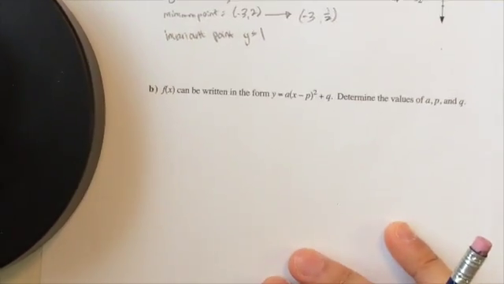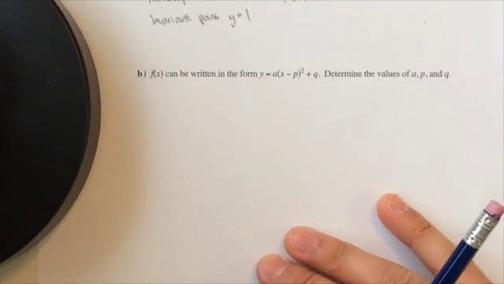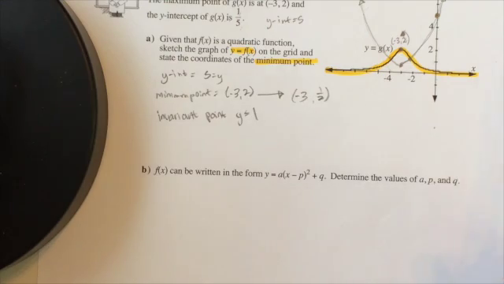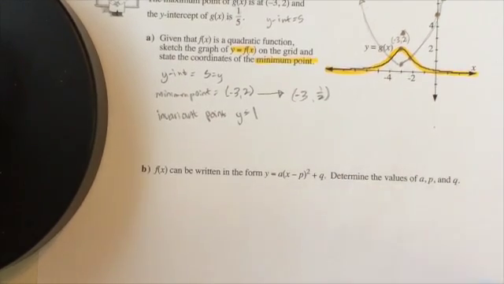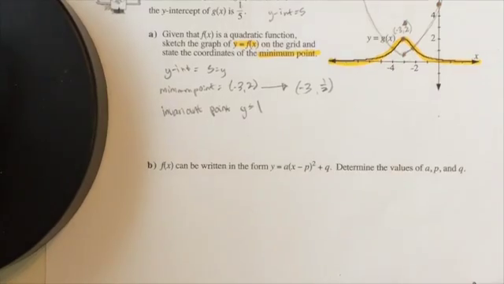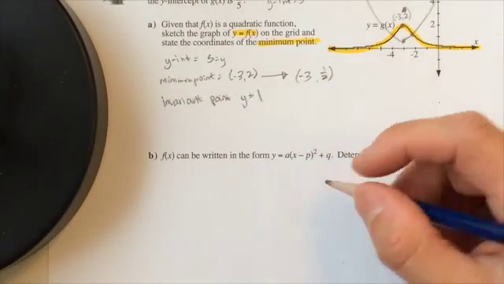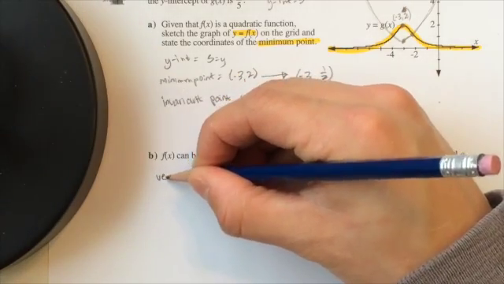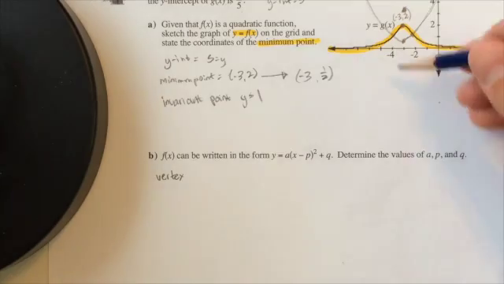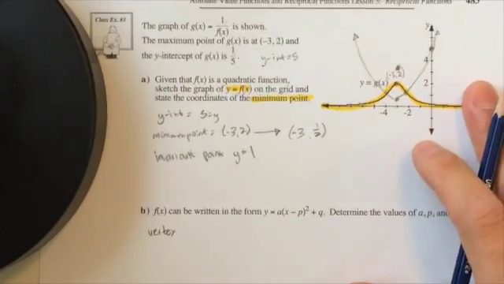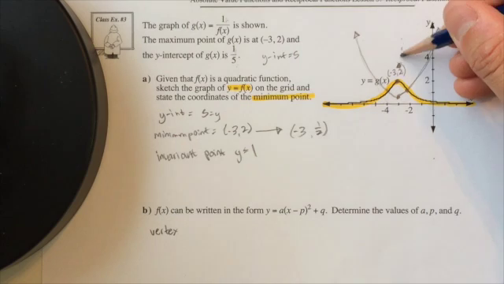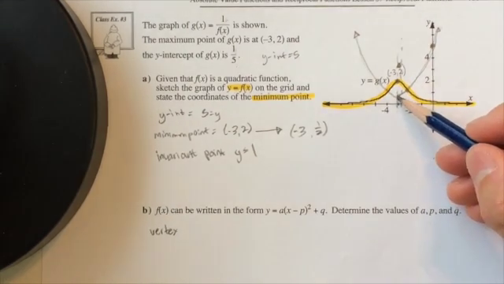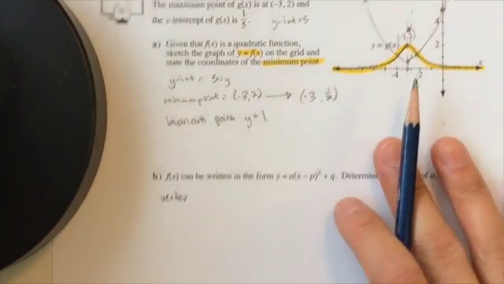And so then we want to determine the values of a, p, and q if we write this in the form of y equals a times x minus p squared plus q. And remember, this is just the standard form of a quadratic function. So if we're looking to write this in standard form, then let's think about what we have. We know what the vertex of our graph is, right? That vertex is where we could split this original equation symmetrically. So our vertex is right here at -3 and 1/2.